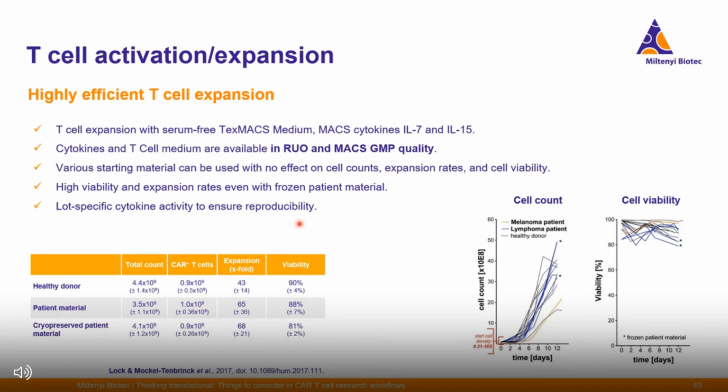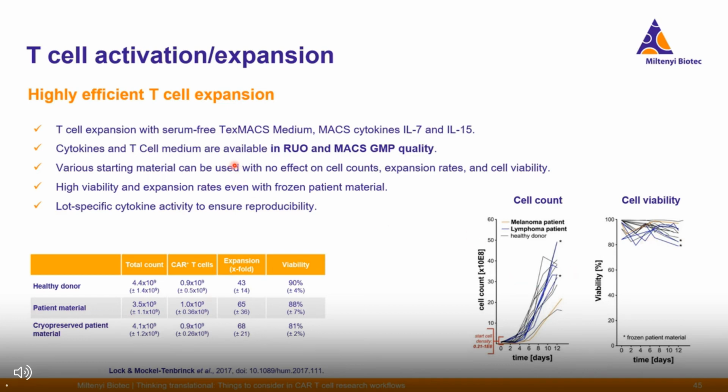As depicted here, various starting materials were used: healthy donors, patient material, as well as cryopreserved, so frozen, patient material. There was no effect on the cell count, the expansion, or the viability, also shown here for cell count and cell viability. What I especially wanted to highlight is that also for the frozen patient material, we observed really high viabilities and expansion rates following this workflow and cultivation with serum-free medium.